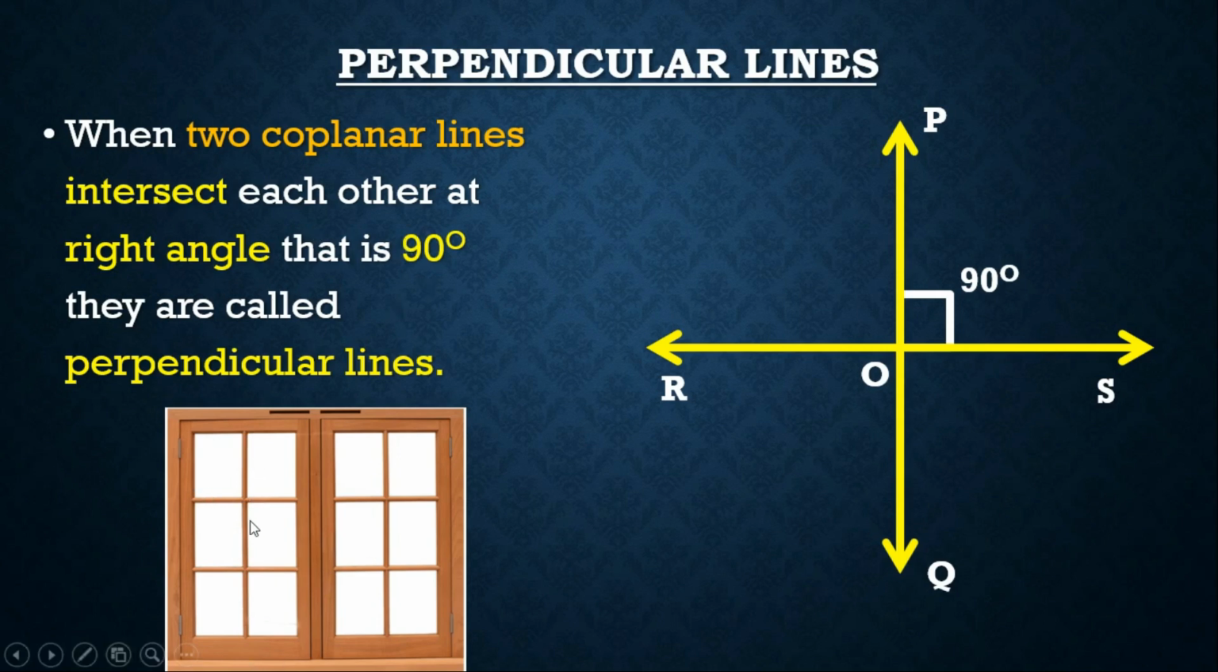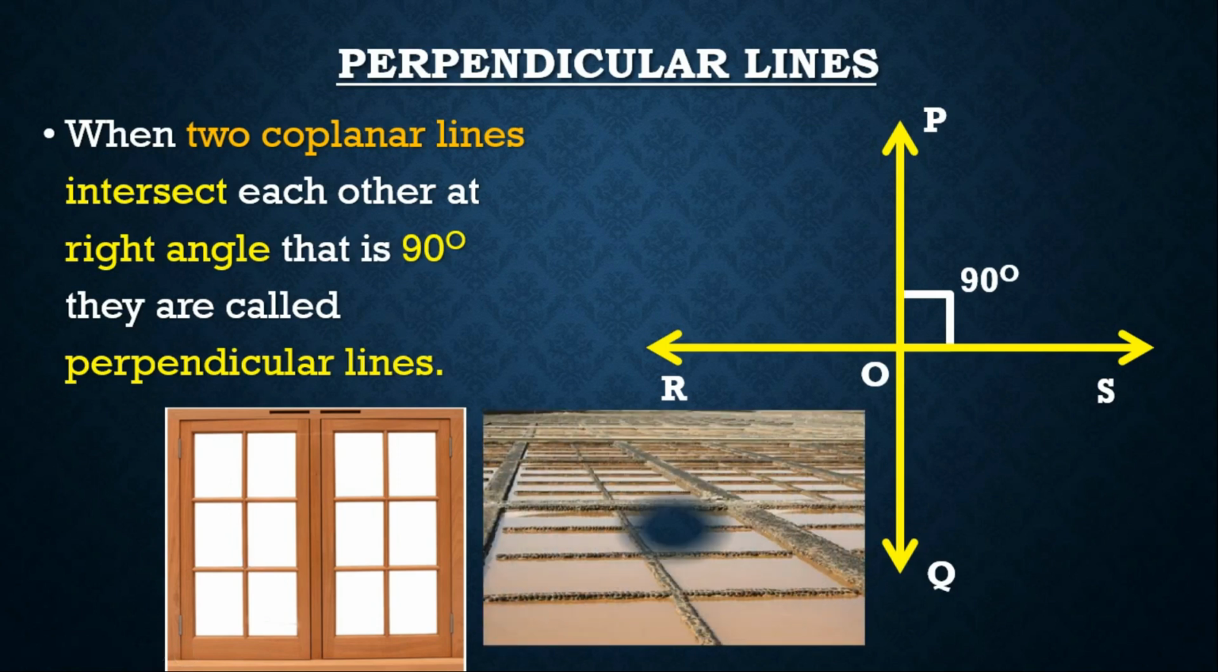Why are they called perpendicular lines? Because after intersecting at one point, they are forming a perpendicular, that is, they are forming a 90 degree right angle, and hence these two lines are called perpendicular lines.